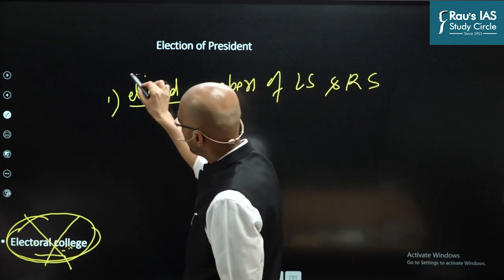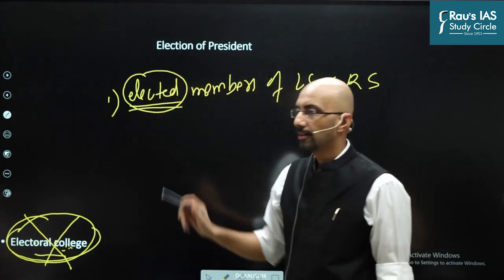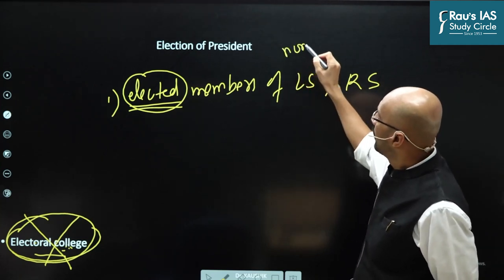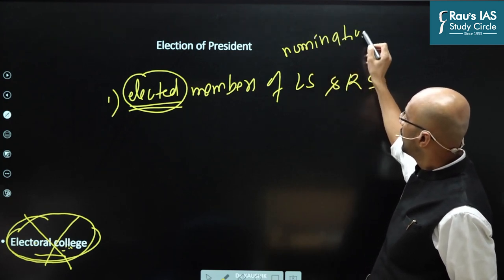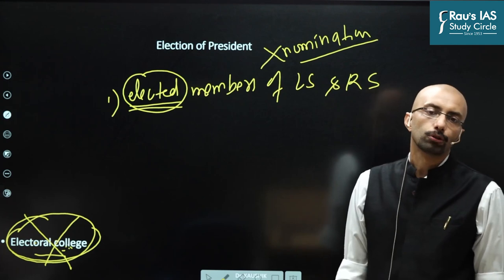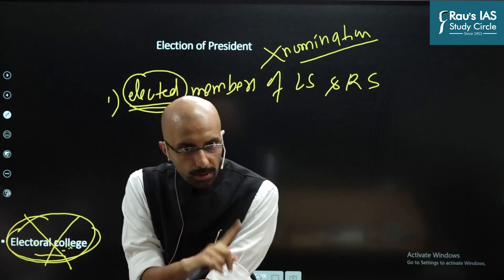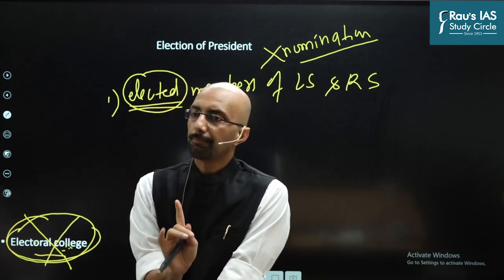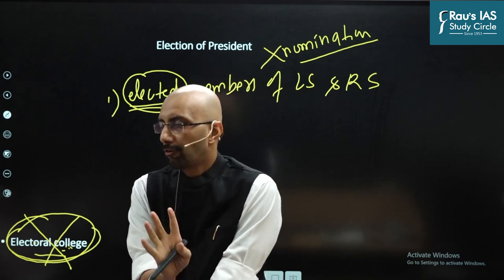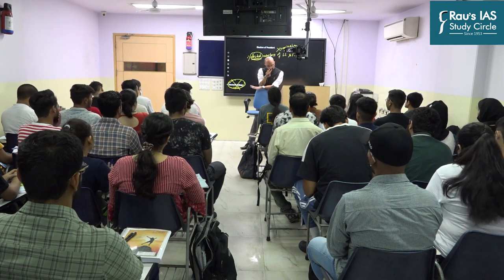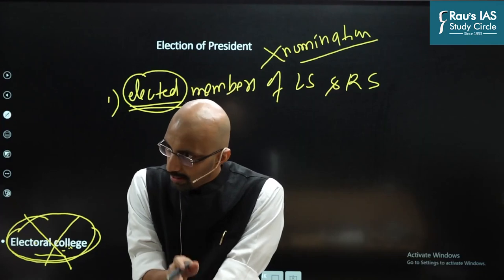Now the word here, elected, is very important. What does it tell us? That the MPs of parliament who are MPs by nomination, do they participate in the elections? Answer is no. So you all know that until 2020, the president of India could nominate two Anglo-Indians to Lok Sabha. And even today, we have a provision that the president can nominate 12 members from the fields of literature, arts, science, and social service. So those two Anglo-Indians who used to be there until recently, and even today these 12 members, they are not part of the electoral college. So they will not vote in the elections of the president.